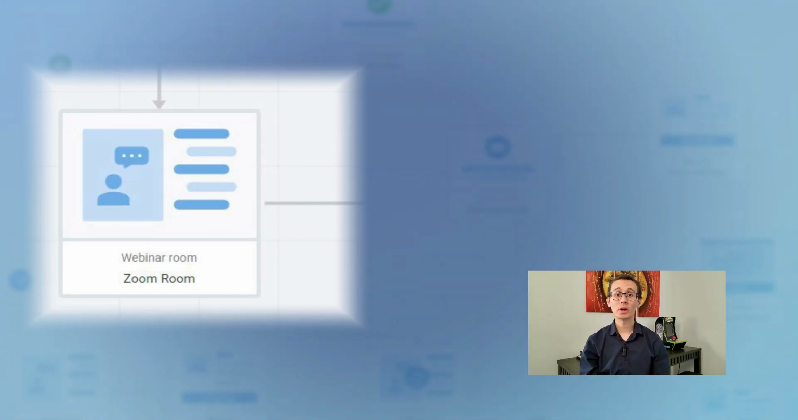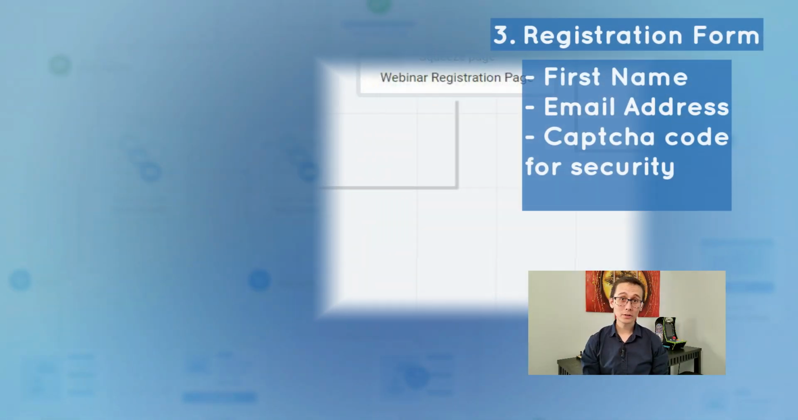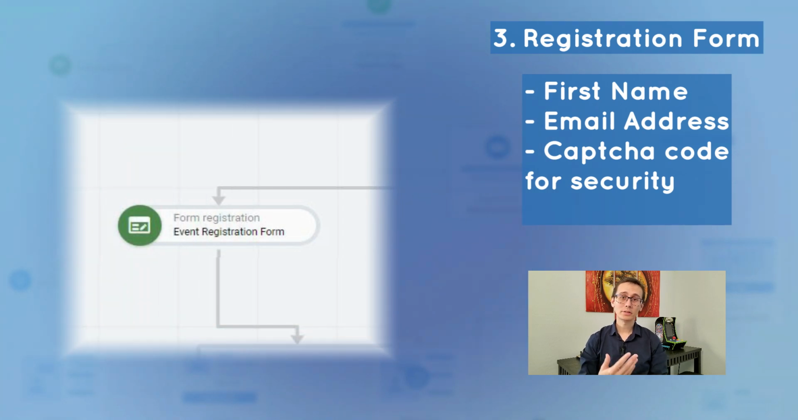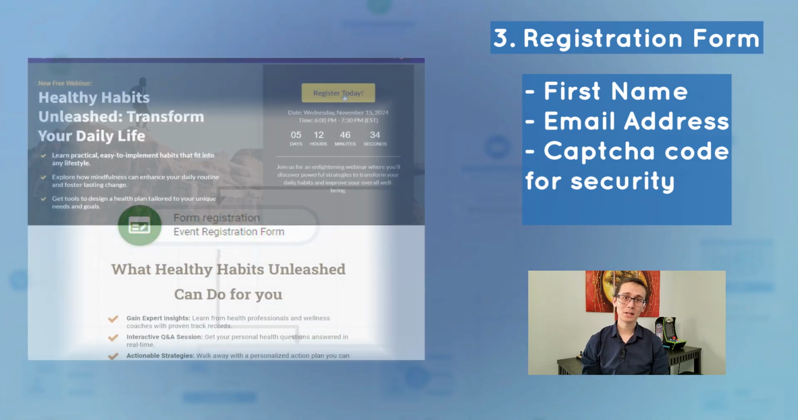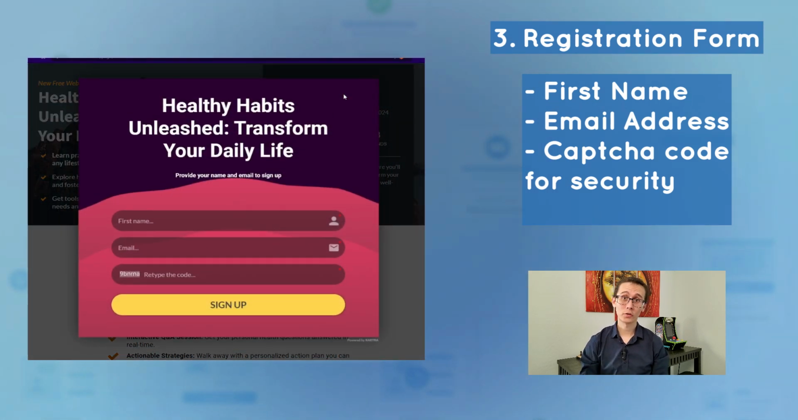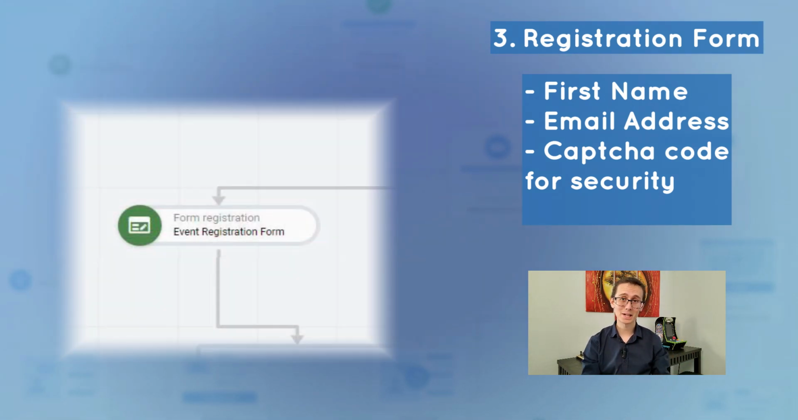Which brings us to the registration form. Similarly to a lead magnet, you want this form to ask for their name and email address to register for the event. And the same rule still applies. Keep this form as simple as possible. The only information you need from them is that first name and email address. This is what will get them into your lead list.